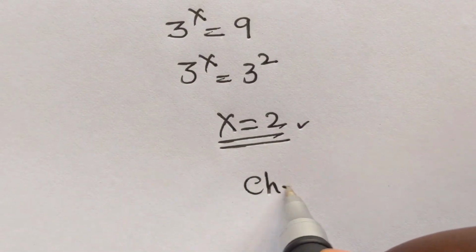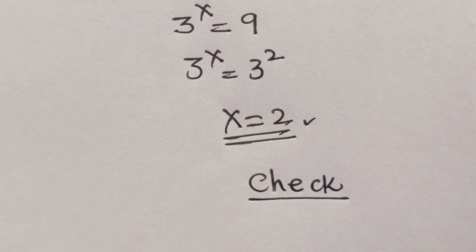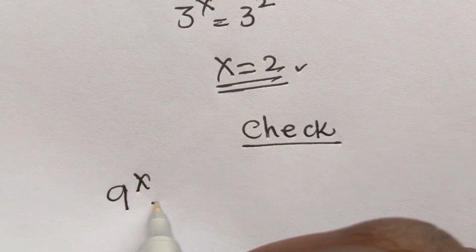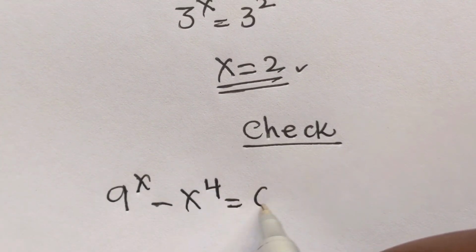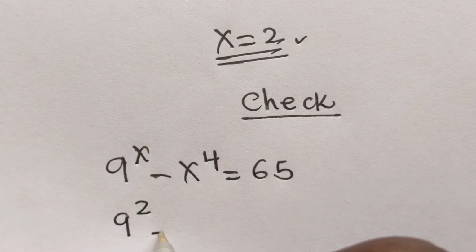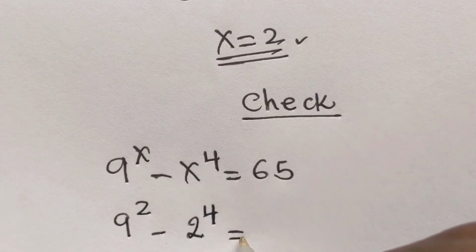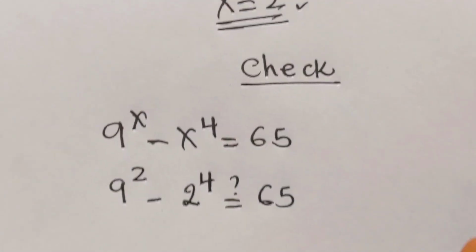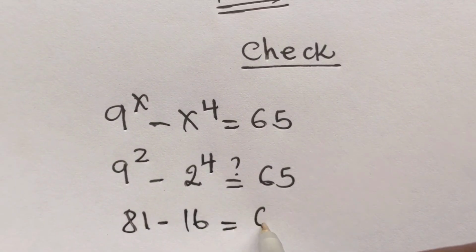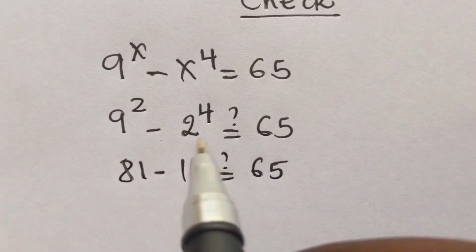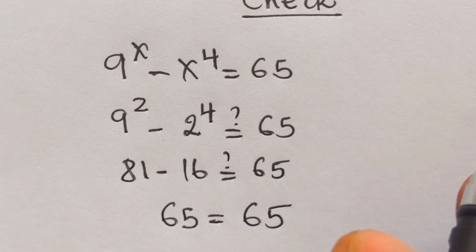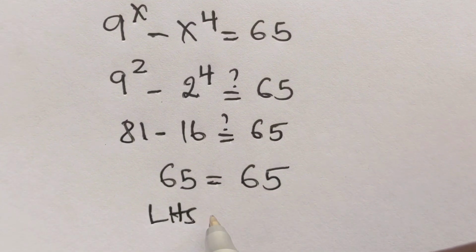But here you have to check if the answer we have got is correct, because we were given the question 9 power x minus x power 4 equals 65. So here I have 9 squared minus 2 power 4 equals 65? Of course, this is 81 minus 16, which is 65, which is equal to 65, and the left hand side is equal to the right hand side.